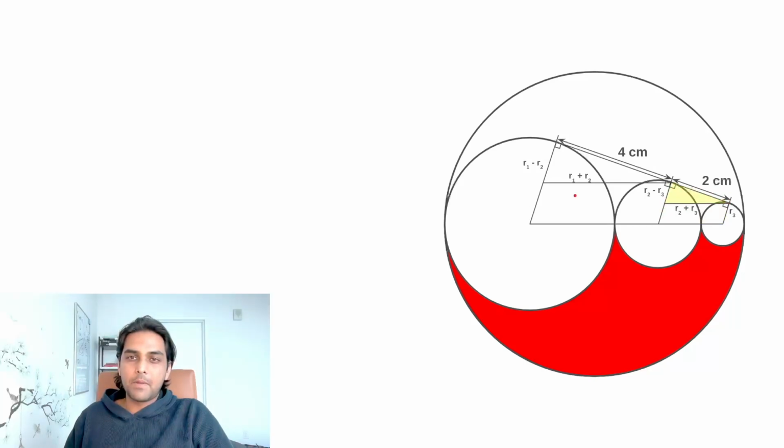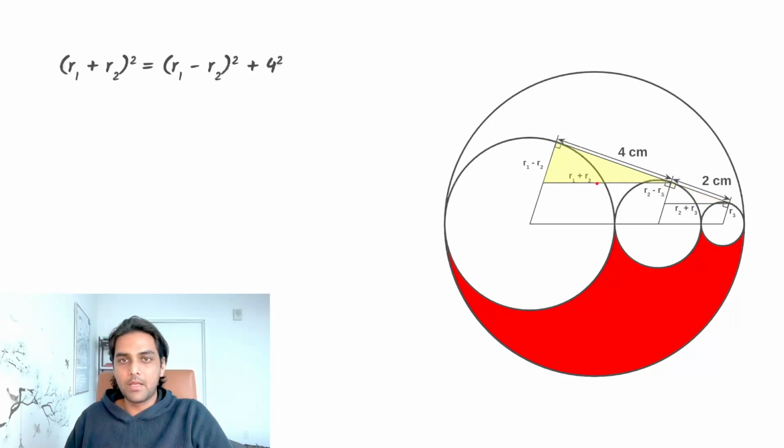Let's clean this up a bit and focus on these two triangles. Now, both are right angle triangles, and this line is the hypotenuse of the first triangle, and this line is the hypotenuse for the second triangle. So we can apply the Pythagorean equation here and say that (r1 plus r2) squared is equal to (r1 minus r2) squared plus 4 squared. Let's call that equation number 1.